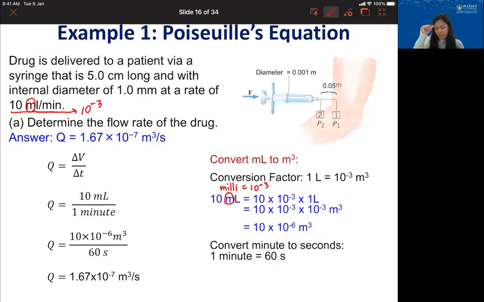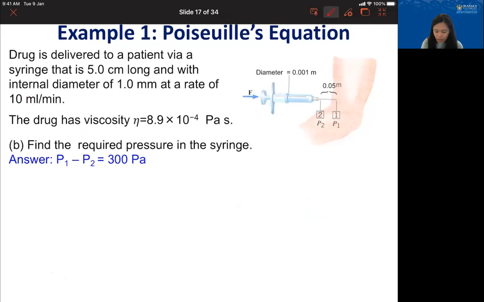All right. Are we happy with that? Any questions? Are we happy with the solution for the flow rate of the drug? Good. Okay, second question, find the required pressure in the syringe.